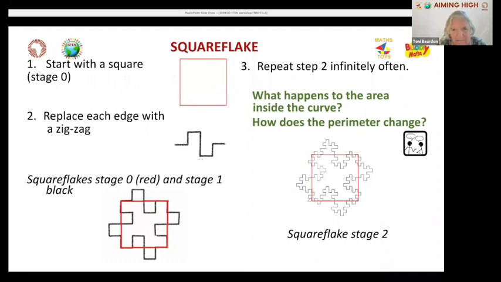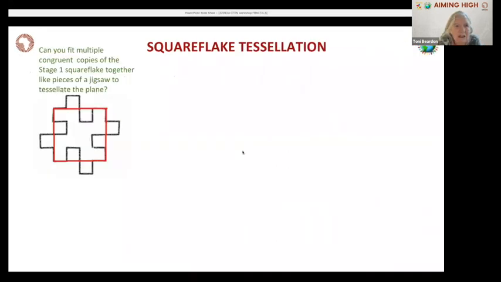On the other hand, it looks like the length will double, because the original square side length would have the four tiny bits, whereas this has got eight tiny bits. See if you can fit multiple copies of the square flake together, like pieces of a jigsaw, to tessellate the plane. So just imagine making a jigsaw. Now, with this jigsaw, they're not different shaped pieces, they're all the same. And you fit the little squares that push out into the hollow that goes in on another one. And we'd like you to think about that.